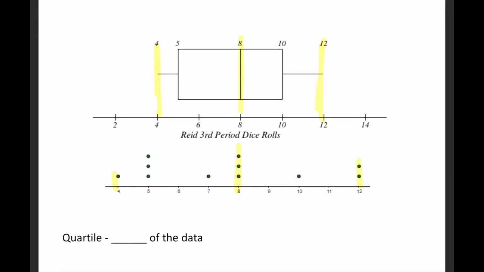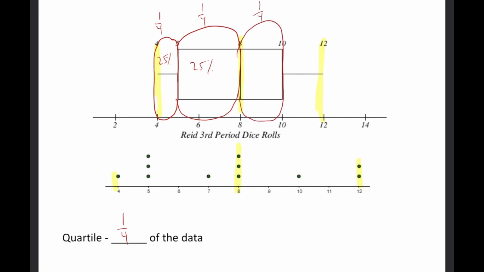out of it. Remember that a quartile is a fourth of the data. So I have 4 quartiles. I have 1 quartile. That means 1/4 of my data, or 25% of my data, is in that range or area. I have another quartile, which means 25% of my data is here. I have another quartile, which is another 1/4 or 25%. And then I have my final quartile.